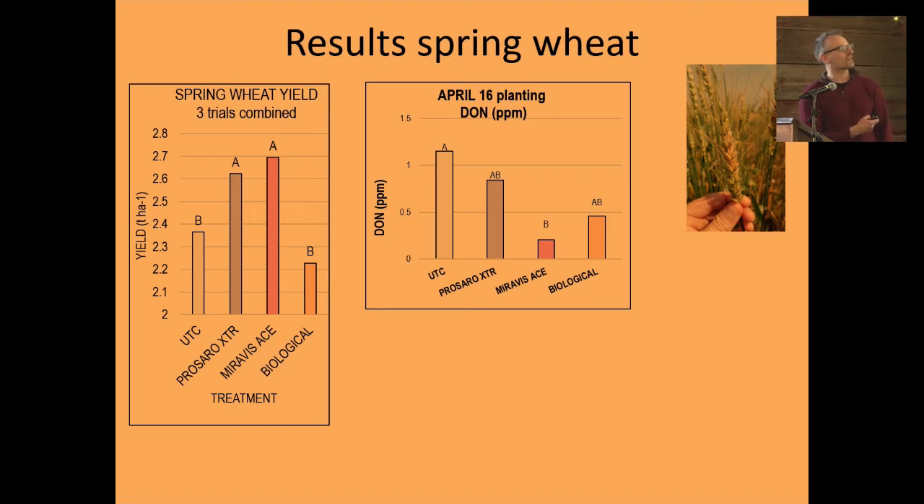So for the first trial, the April 16th planting, this is the one with the clearest DON results. In the untreated control, we had over 1 part per million DON. Both the fungicides actually reduced DON a little bit, but the only one that was significant was Miravis ACE. Really exciting though, the biocontrol actually reduced DON a little bit. So it might have dropped yield, but it reduced DON. So I don't know, there might be an application.